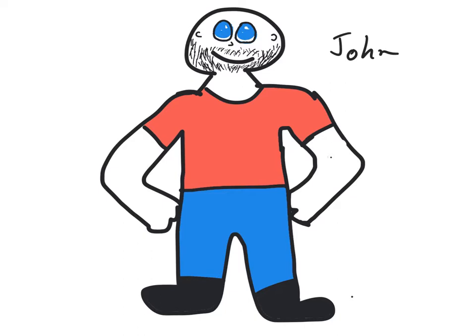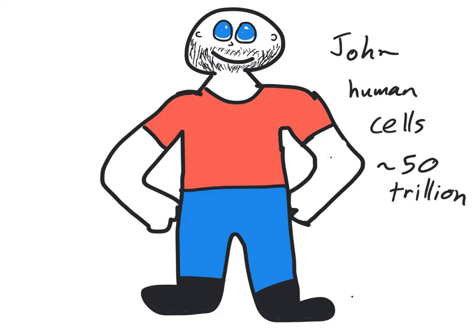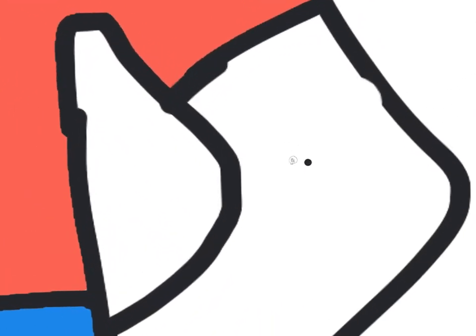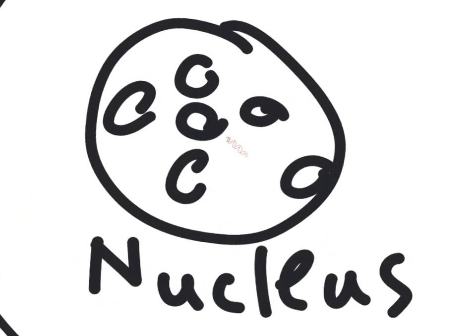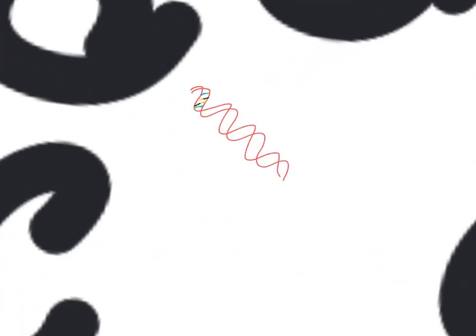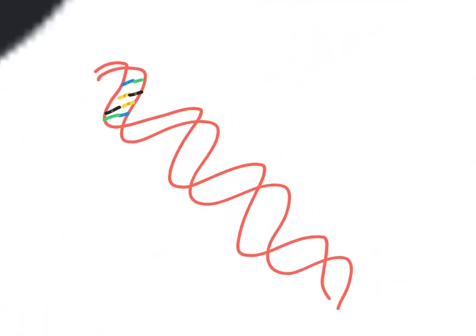This is John. Now, John, being a human, is made of cells. Anywhere between 10 and 50 trillion cells with DNA inside. If you zoom in on one of those cells and then continue to zoom in on the nucleus, you'll see that that nucleus contains DNA.